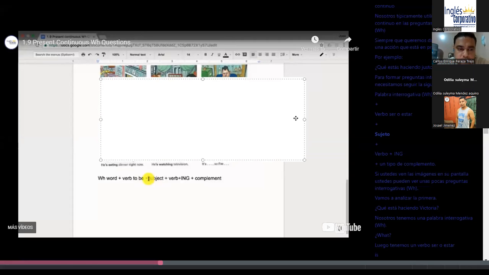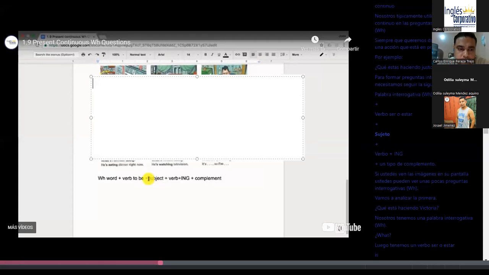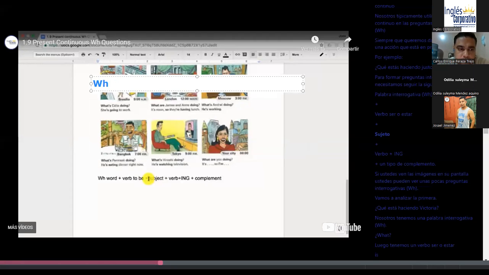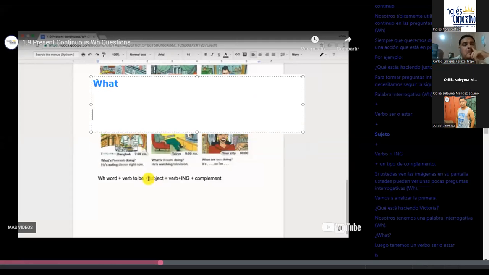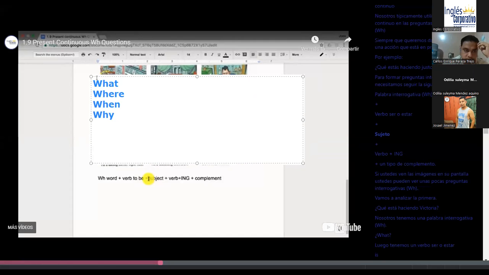Here they only have what are you doing, what this, what that, only using WH or what. But remember that here we can use other WH words, such as what, where, when, why. Let's see, for example, what, where, when, why. And probably how. Yeah, I guess how, I'm going to use how.